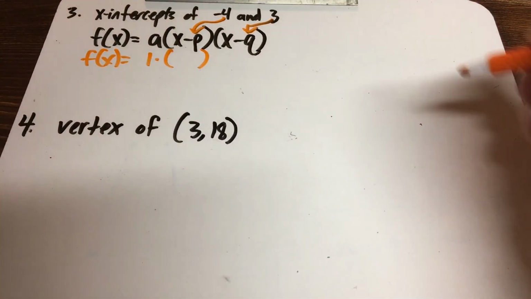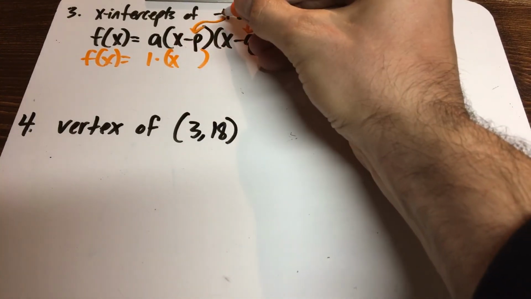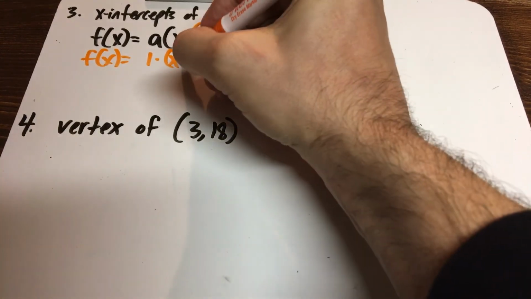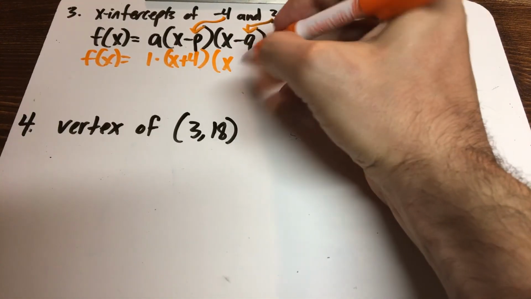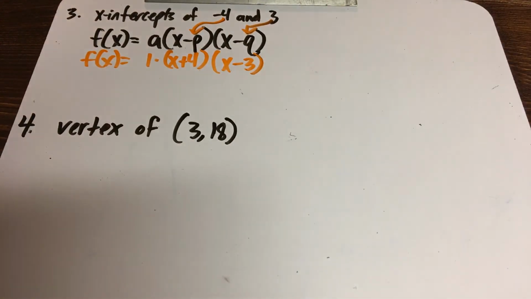In here, it's going to be x. Instead of minus 4, we got to flip the sign. We got to make it plus 4. In the second parentheses, instead of 3, we're going to have to make it negative 3 or minus 3. And now we can just work this out.